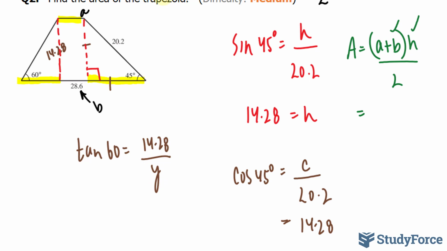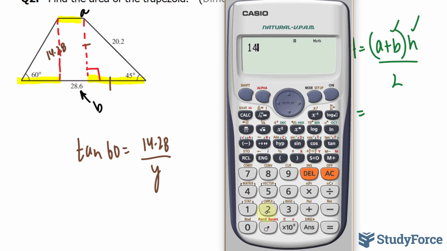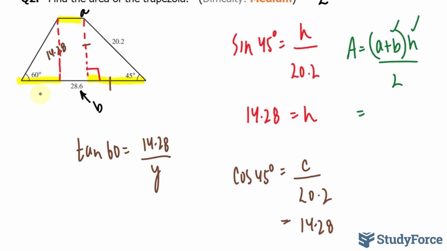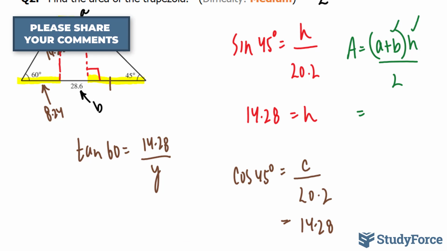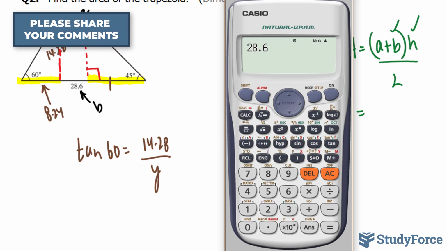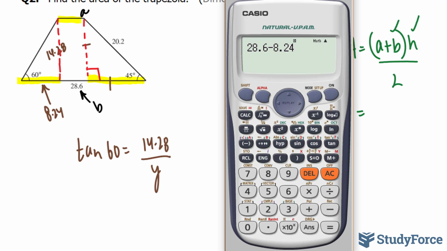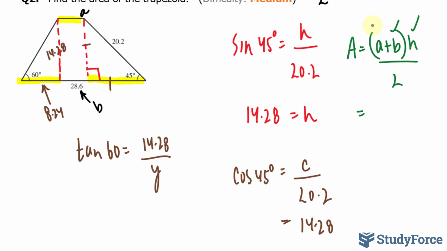I'll use the letter y just because I'm running out of letters. To find y, we'll take 14.28 divided by tangent of 60, and this gives us 8.24. So this is 8.24. I'll subtract this number and this number from 28.6, and I should end up with the length from here to here. So I have 28.6 minus 8.24 minus 14.28, and we get 6.08. That's our a value.